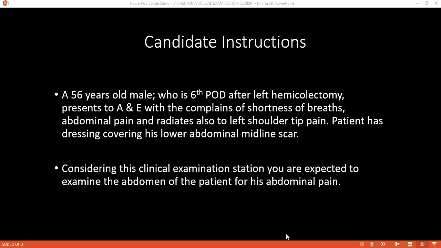Color changes in the skin like pallor, jaundice. Hello, ma'am. Dr. Joshua. Okay. Shall I continue?